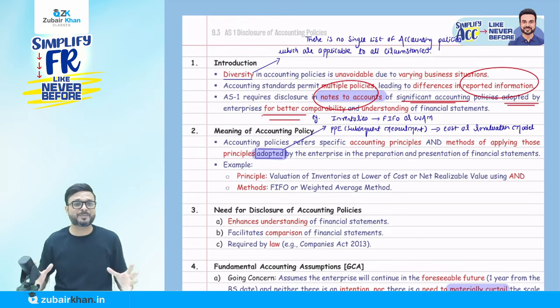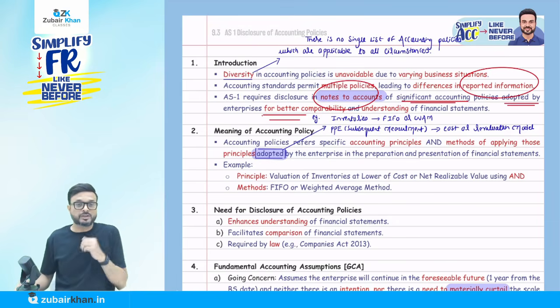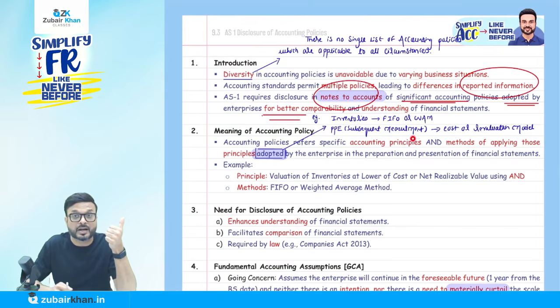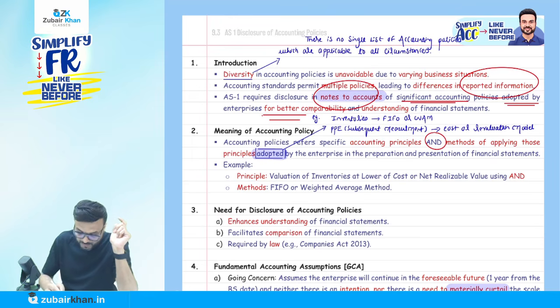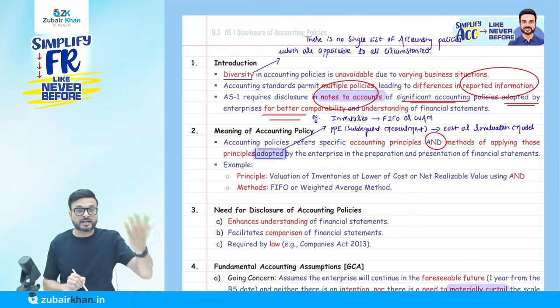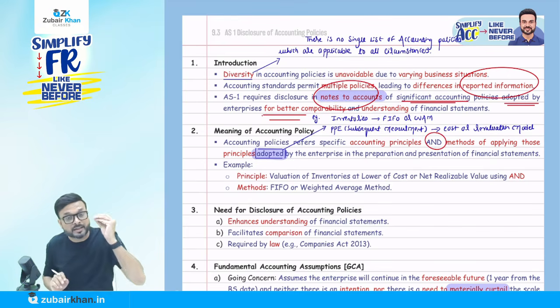Now, what do you mean by accounting policy? Because AS1 talks about disclosure of accounting policy. We know that accounting policy should be disclosed in notes to accounts, but what do you mean by accounting policy? They say accounting policy refers to specific accounting principles. Remember, two things they are talking about: specific accounting principles and the methods of applying those principles. So that tells us what an accounting policy is. Let's take an example here.